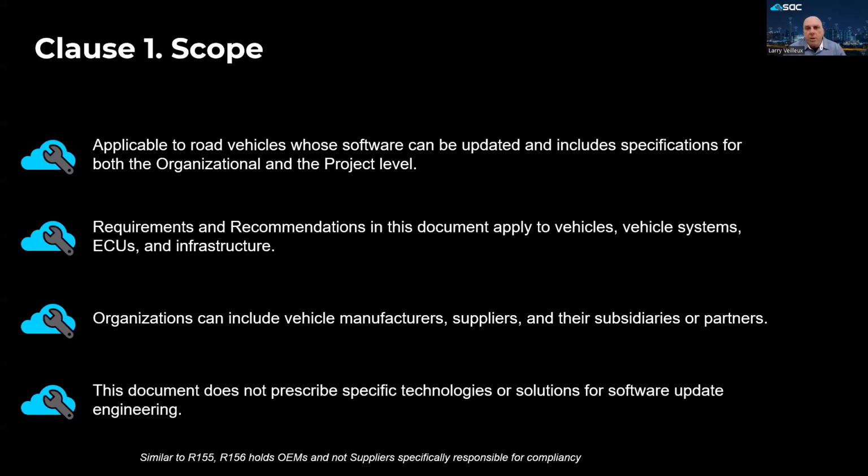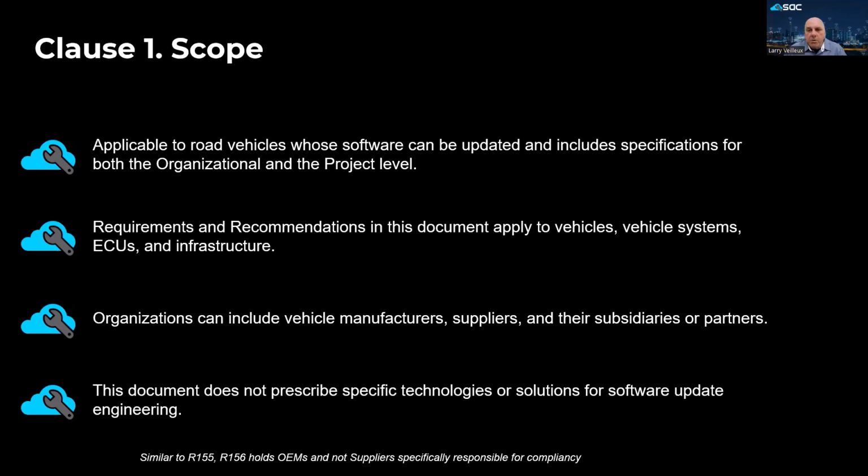This document is applicable to road vehicles whose software can be updated. It specifies requirements and recommendations for software update engineering for road vehicles on both the organizational and project level. The requirements and recommendations in this document apply to vehicles, vehicle systems, ECU, infrastructure, and the assembly and deployment of software update packages after the initial development.